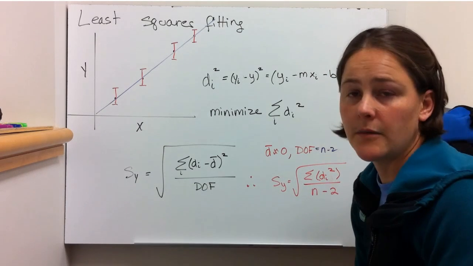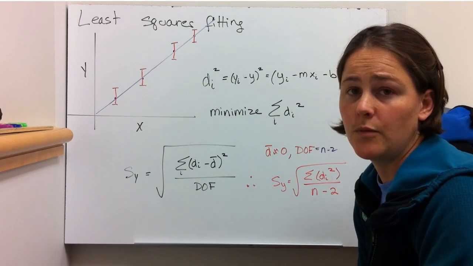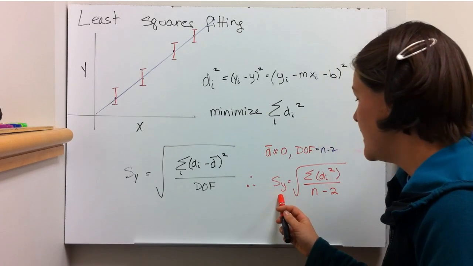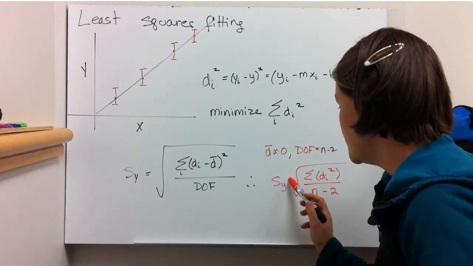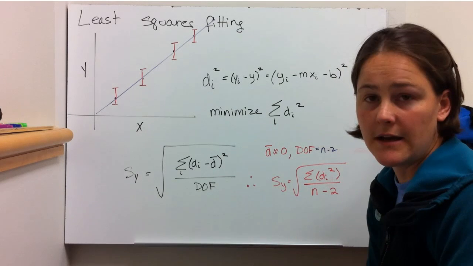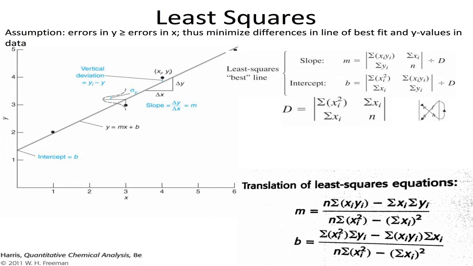Degrees of freedom is likely to be n minus 2, and we'll talk a little bit more about degrees of freedom in a minute. So the error, s_y, should be the square root of the sum of d_i squared over n. As you can see from the graph, least squares fitting is used to minimize the differences between the line of best fit and the y values. You can also see the least squares line of best fit equations for slope and intercept, and also how to calculate d, which is used in calculating error associated with a calibration curve, the unknown concentration that you would calculate from a calibration curve.